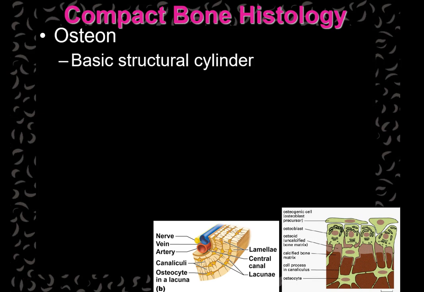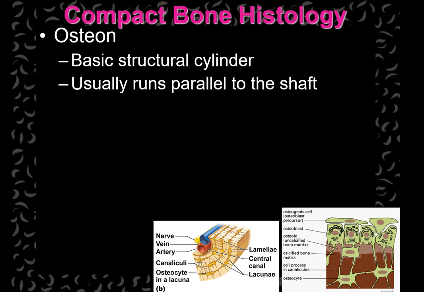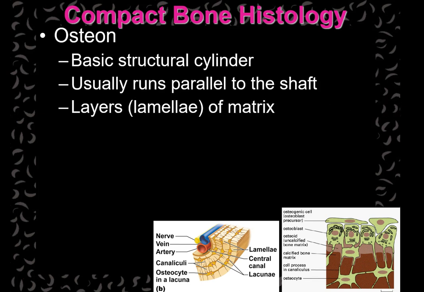It's the basic structural cylinder of bone. Okay? It's in compact bone, it's in long bone, so we find it in the diaphysis. It runs parallel to the diaphysis. It's made up of different layers, almost like rings that we call lamellae. Okay? So different layers of matrix being laid down in different orientations around what's called a central canal.